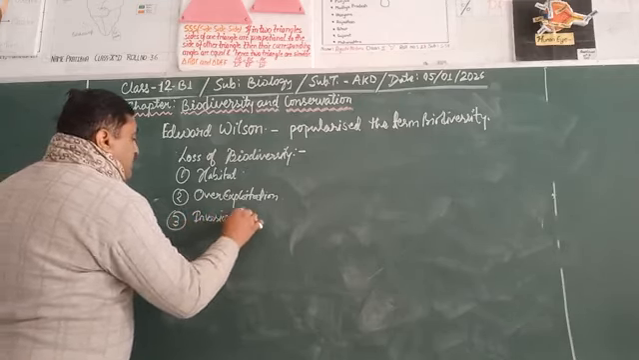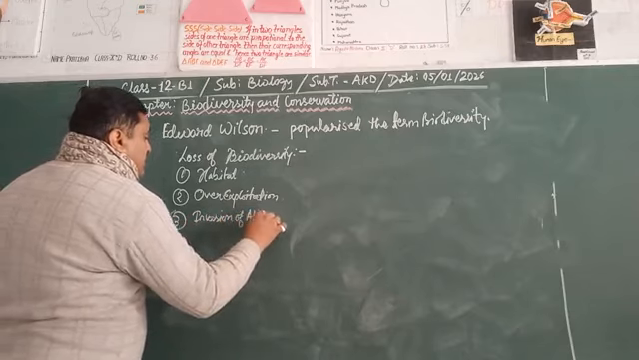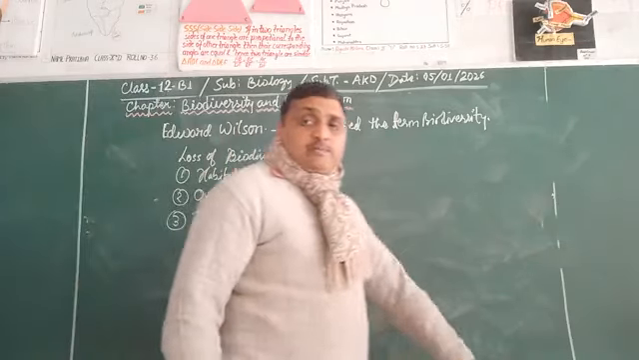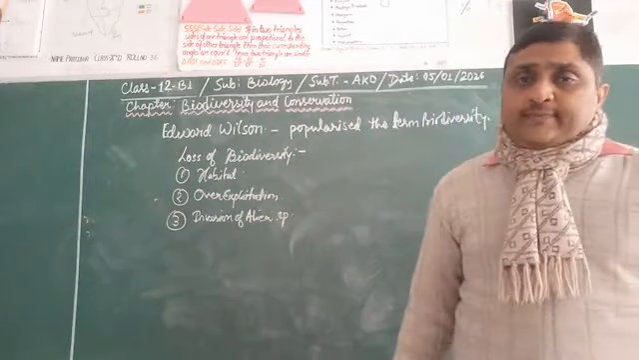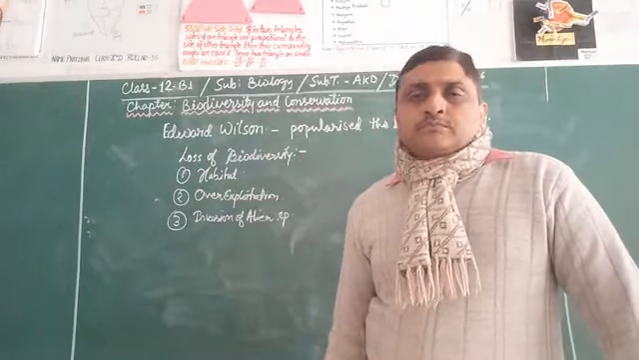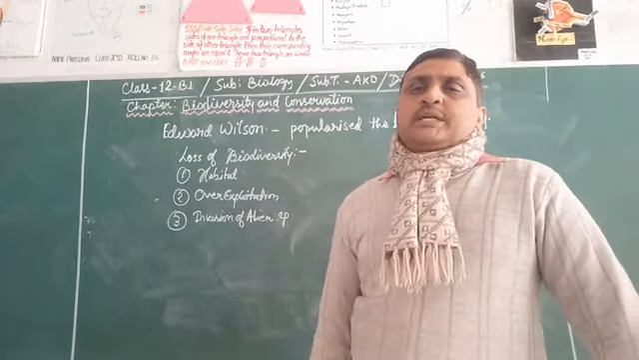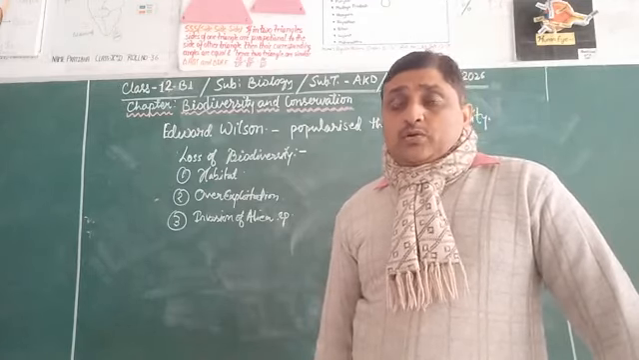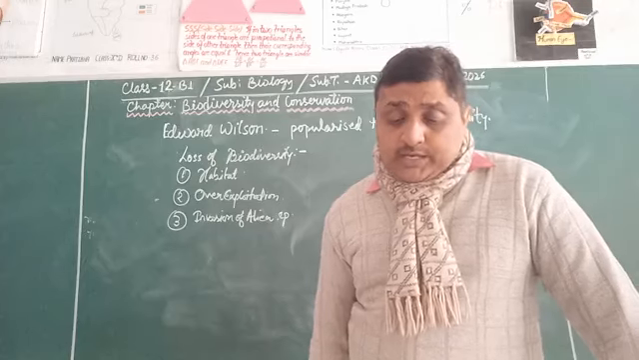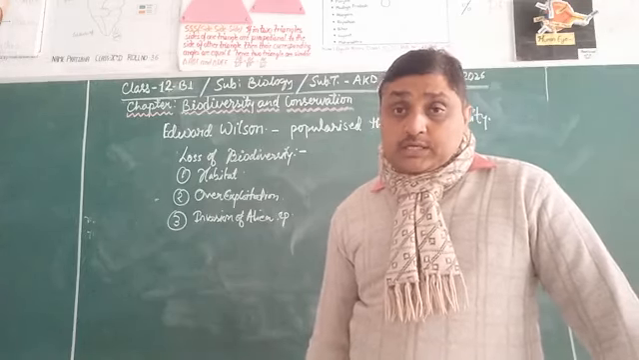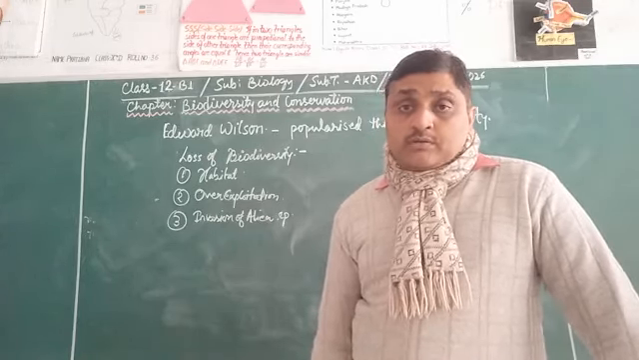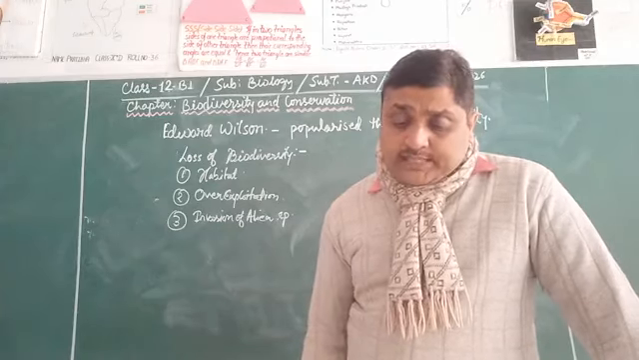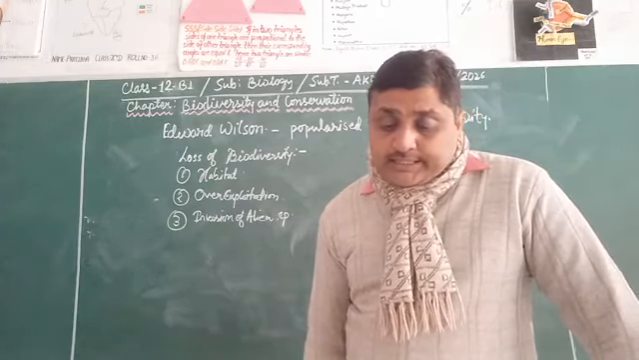Invasion of alien species. If any outside species come into the biodiversity, it causes the loss of the previous, existing biodiversity. For example, there is the Congress tree, Lantana, and Ageratum. These are alien species. There is another example, the African catfish, Clarias gariepinus.